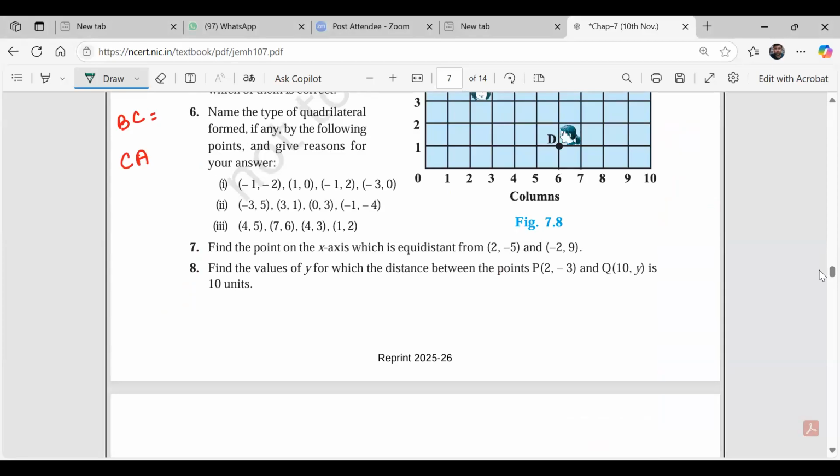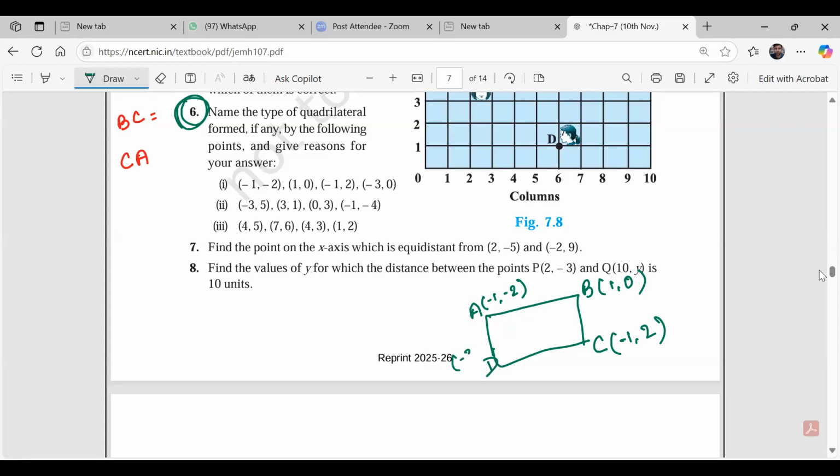Number 6. Name the type of quadrilateral formed, if any, by the following points and give the reason. We have to name the type of the quadrilateral. This time you have the vertex A (-1, -2), the vertex B (1, 0), the vertex C (-1, 2), and the vertex D (-3, 0).